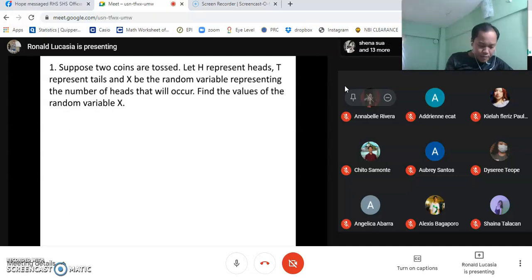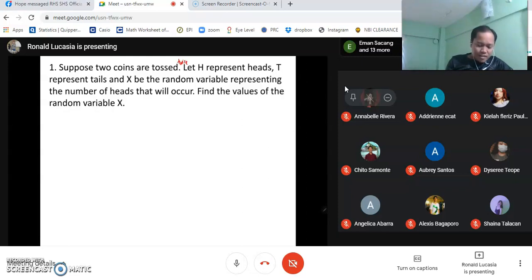So we are going to toss the coin. How many? Suppose two coins are tossed. Walang sinabi, ano? Lagyan lang natin to twice. Suppose two coins are tossed twice.